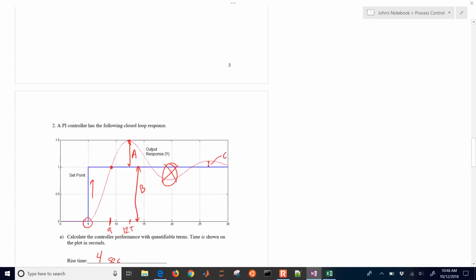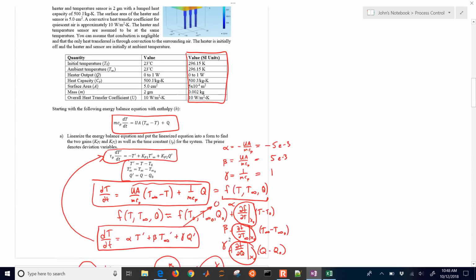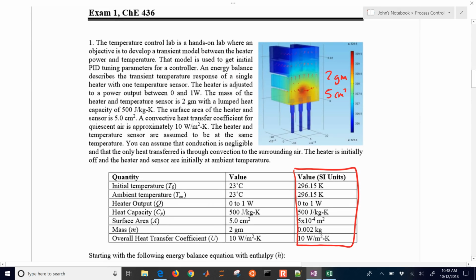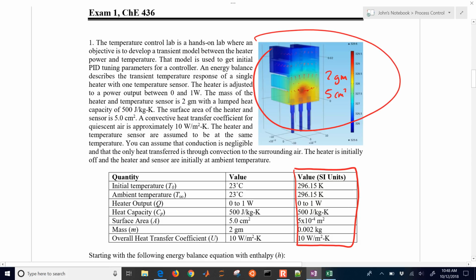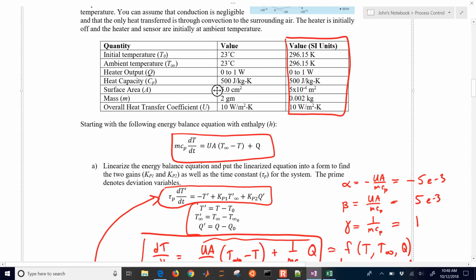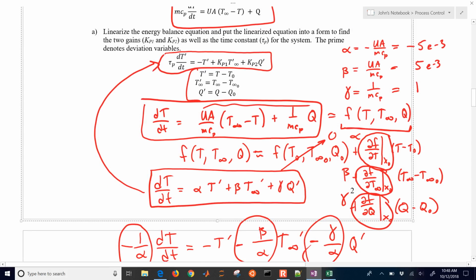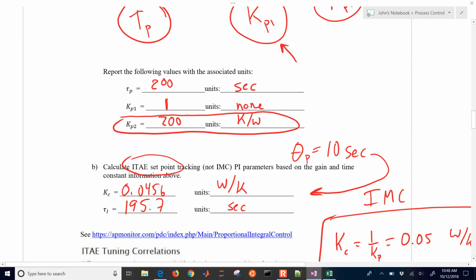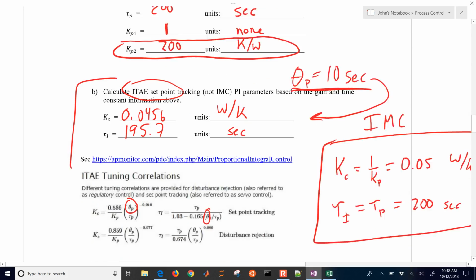So let's just review what we've covered so far. We did a first principles derivation to come up with PID tuning parameters. We did that for this temperature control lab, and using a fundamental energy balance, we came up with a gain and a time constant, and then that helped us come up with PID tuning parameters. We looked at the ITAE, but also the IMC tuning parameters, and also to submit that correction to the exam.